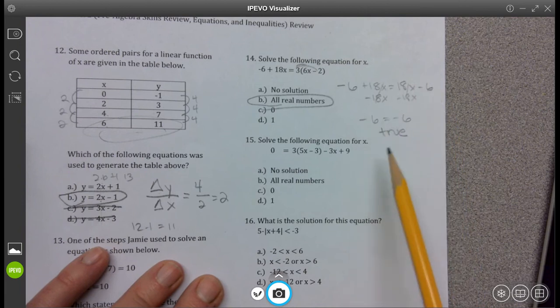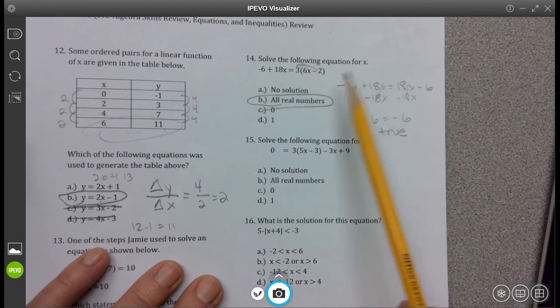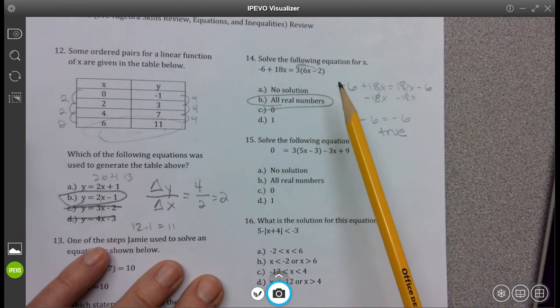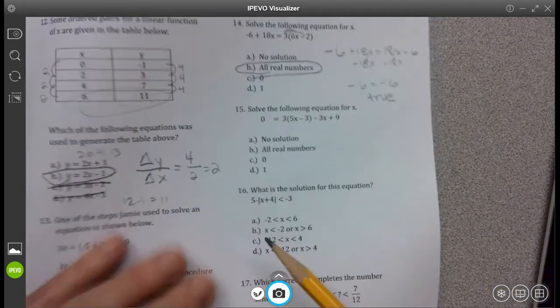And if you're not sure, this is how you check. If you're like, well, maybe it's all real numbers, put in any number you want. And if it works, then that's your solution.